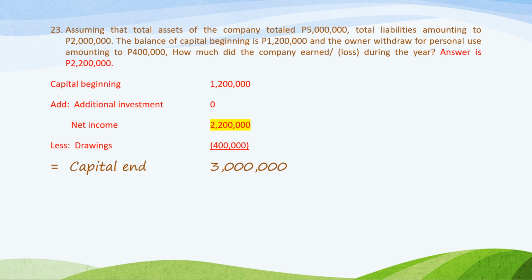So, to work it back, we will have to start at the capital end. So, 3 million, the drawing that is deducted in the formula, we will add. So, 3 million plus 400,000. And then deduct the 1,200,000 capital beginning to get the 2,200,000 net income.